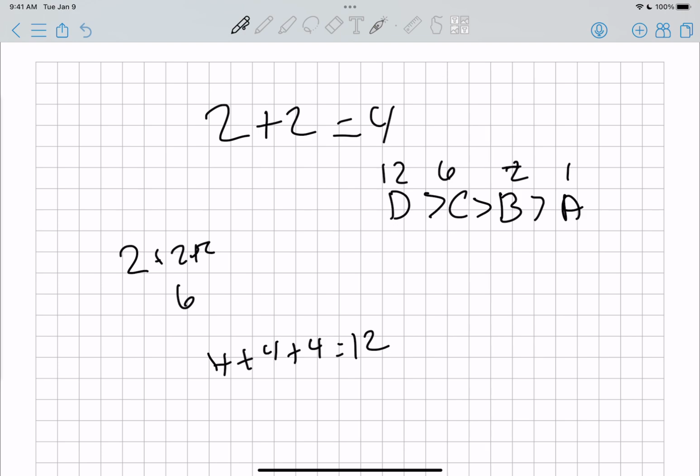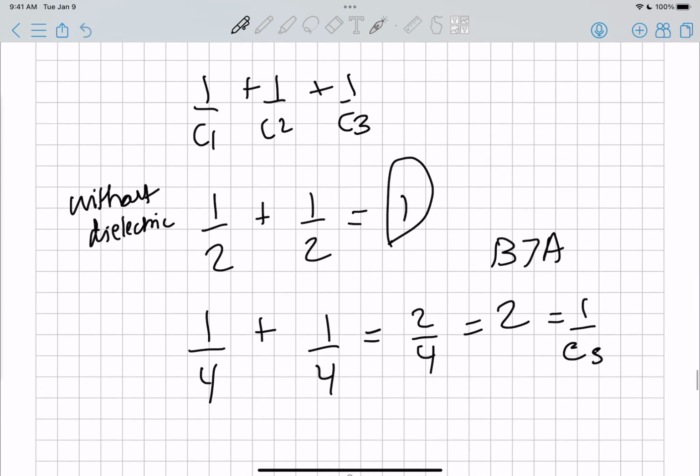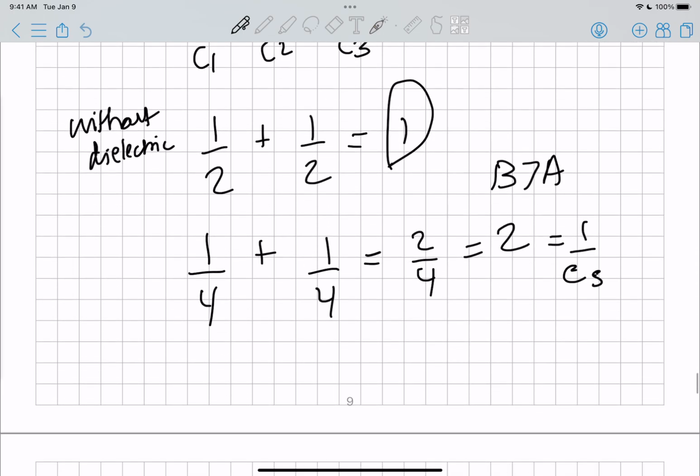If I'm comparing A and B, then placing an insulator inside only makes the denominator bigger. Making the denominator bigger, what'll that do? That ends up still increasing your equivalent capacitance, right? So B would be greater than A.